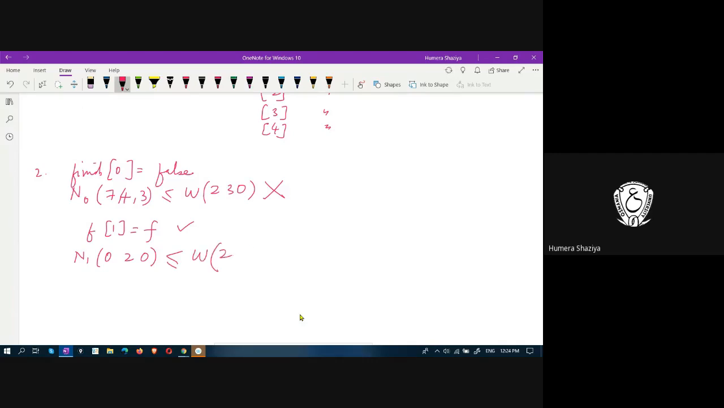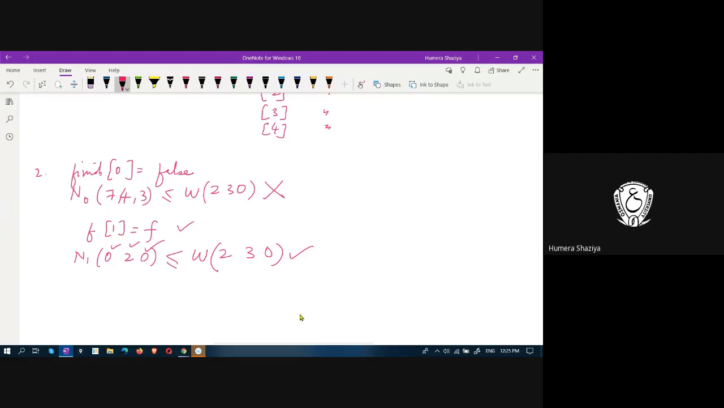W is available, 230. Is 0 less than? Yes. Is 2 less than? Yes. All are true. When all are true, what does it imply? That from these available resources, we can allocate the required resources for process P1. Okay. Now what is the third step? When both are true, you go to the next step.